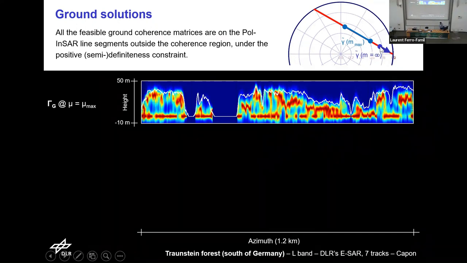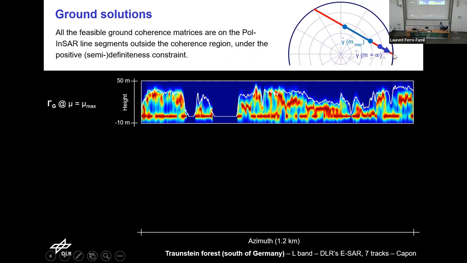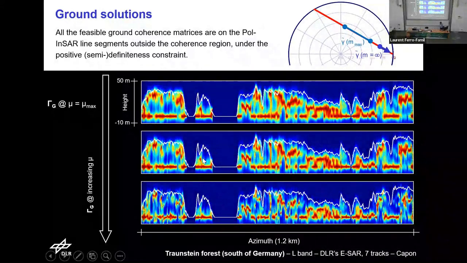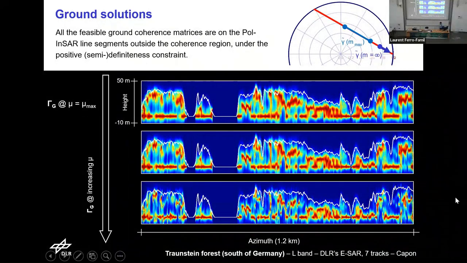So when you move along this segment, from the innermost point to the point which is closer to the unitary circle, you get this sort of profiles. You see, you tend to cancel the volume more and more. This is if you are on the segment closer to the ground point. So it's nothing different from what we saw this morning or a few minutes ago. In principle, you have profiles in which the ground is amplified with respect to the volume, but of course you don't have a full cancellation of the volume.